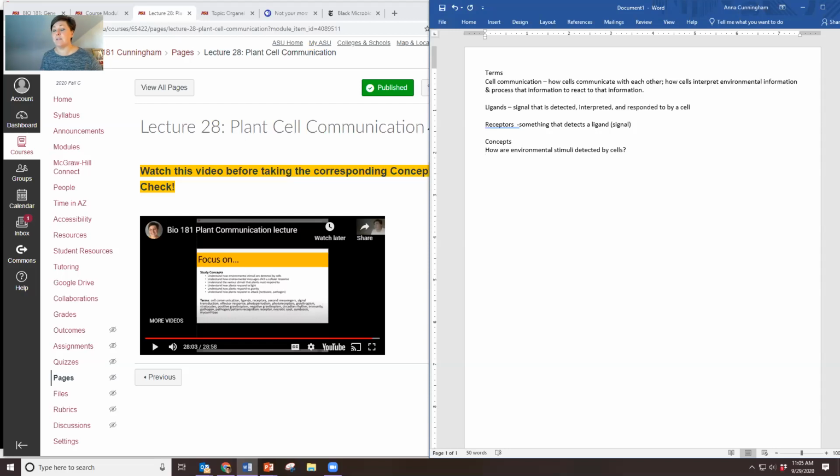So if I say, how are environmental stimuli detected by cells? Well, in this lecture, we saw that environmental stimuli serve as ligands that are detected by cellular receptors and interpreted by the cell. That's how I would answer that question. How are environmental stimuli detected by cells? Cells have receptors to detect them.